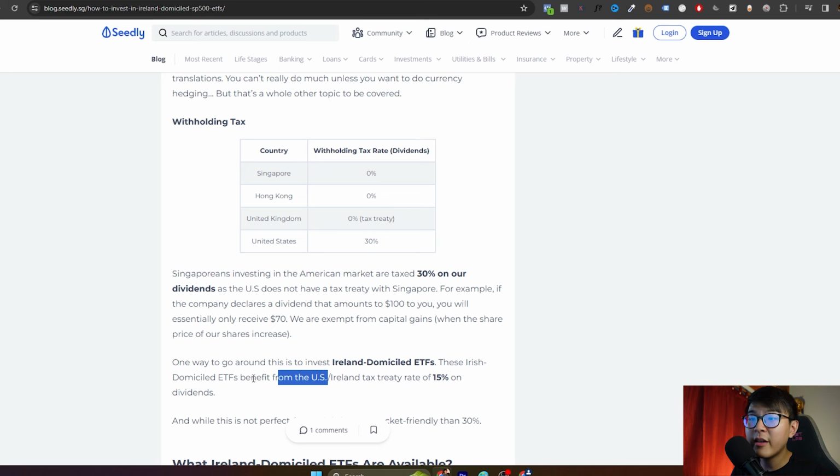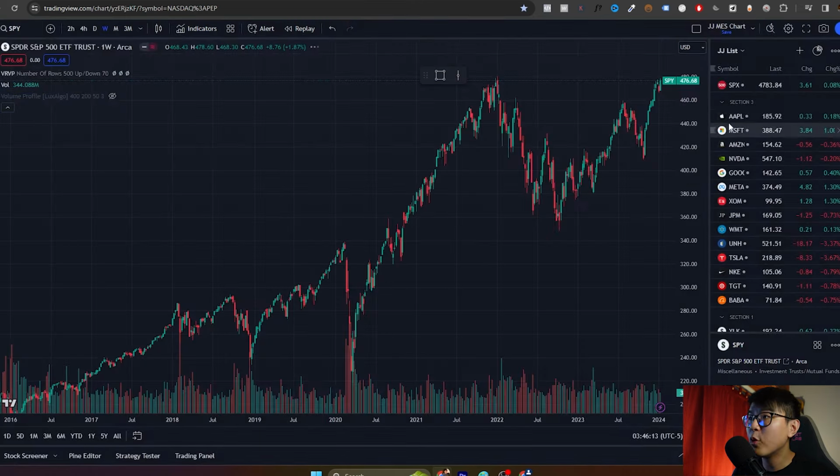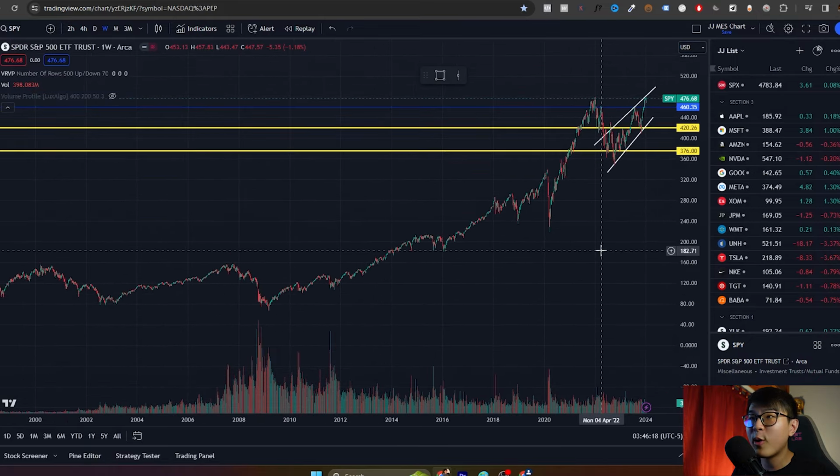These Irish ETFs benefit from the US-Ireland tax treaty rate of 15% of dividends, okay? So that means instead of being charged 30%, you're only charged 15%. Personally, for me, because I actively trade in the markets, I don't mind getting my dividends taken away for two reasons. One, I'm mostly into capital appreciation. So capital appreciation means that the value of the stock will just go up over time. I'm not planning to earn my money from SPY from dividends.